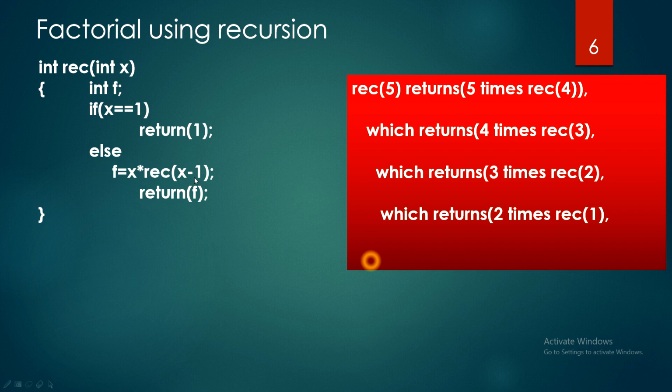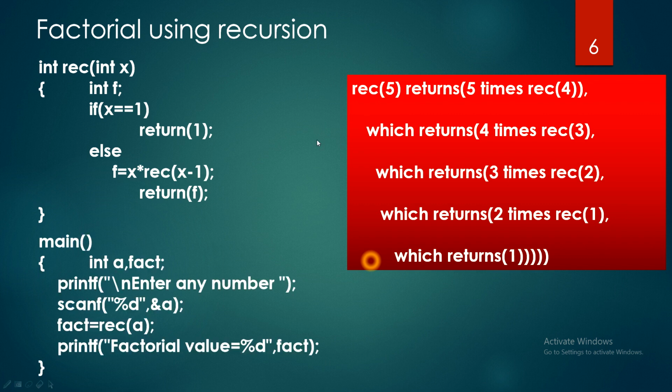Now it is rec(1), which means the value of x is 1. When x equals 1, it returns 1. So these functions return 1. So 2 into 1 returns 1, and 2 into 1, the result is 2. Then 3 into 2, then 4 into 3 into 2, then 5 into 4 into 3 into 2. In this way, we get the result.